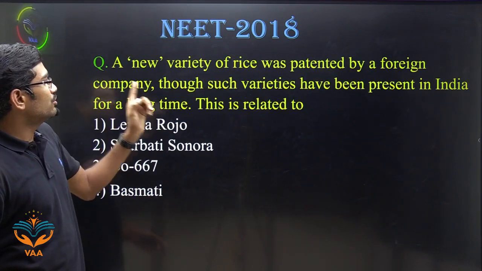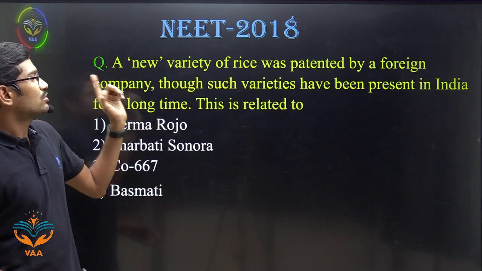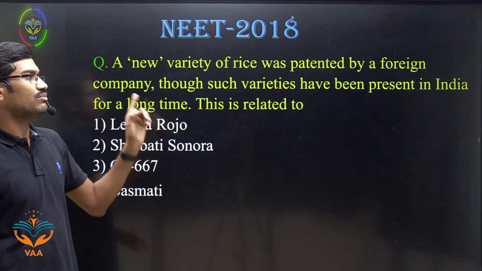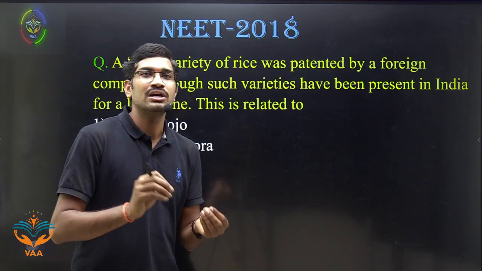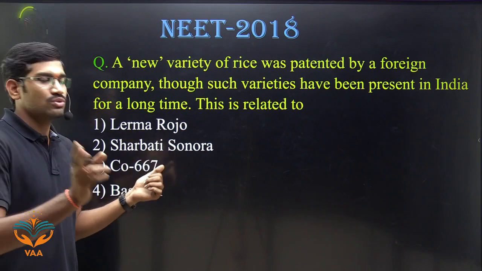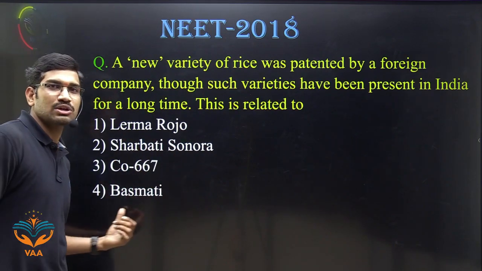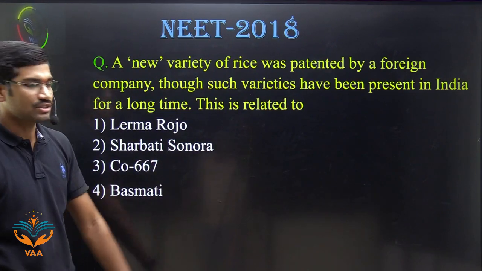Next one. A new variety of rice was patented by a foreign company though such varieties have been present in India for a long time. This is related to, see, already in the NCERT they have clearly mentioned about these biopatents, no? So here it is about one more violation. Here it is with respect to the basmati rice variety. Yes or no? So the answer is option 4.